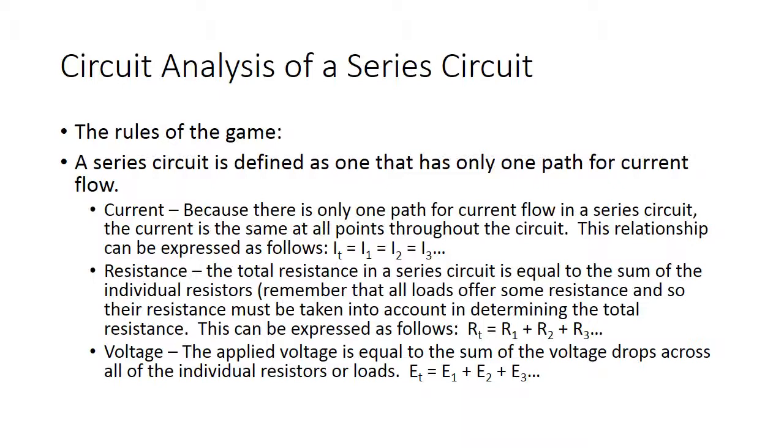Now, when we talk about current in a series circuit, it's going to be the same at all points in the series circuit because there's just one path for current flow. This can be expressed in the following formula where IT represents the total current, and notice that it's equal to I1, and it's also equal to I2, and it's equal to I3. So if each one of these I1, I2, I3 represented light bulbs, the current that's flowing through each one of them would be the same.